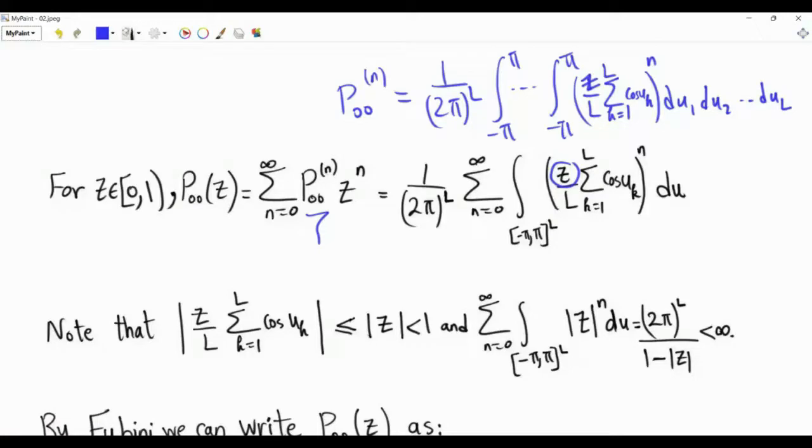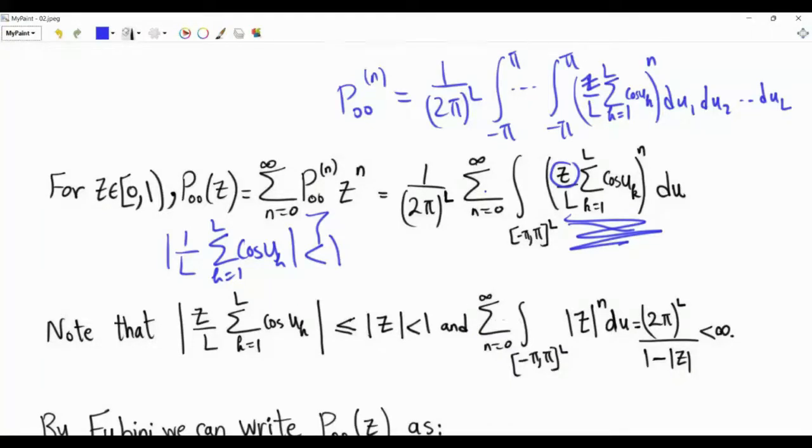Can we interchange the order of the infinite sum and the integral? Let's replace this quantity by its magnitude. In fact, we can upper bound the magnitude by the magnitude of z. Recall from the previous page that the upper bound on this summation with the factor 1 over L is less than 1. And so this magnitude is less than or equal to the magnitude of z. And z is chosen to be strictly less than 1 in magnitude. Replacing this by magnitude of z to the power n.